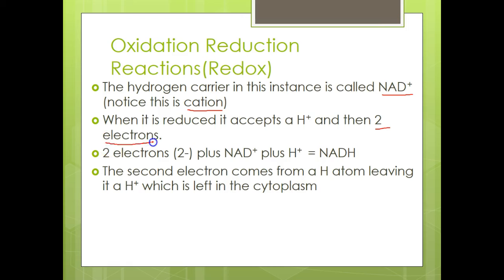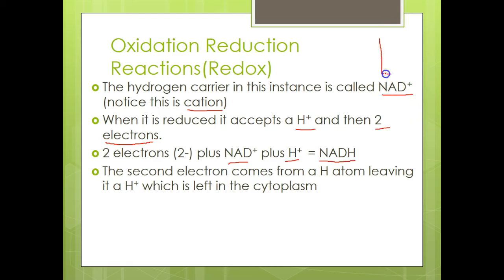Remember, if you gain electrons, the "rig" part of oil rig, you are going to be reduced. And so this carrier, NAD+ or NADP+, is going to accept a hydrogen ion and 2 electrons. When you add the 2 negatives to our positive and add another positive, you end up with a neutrally charged NADH or NADPH molecule. The second electron comes from a hydrogen atom, leaving the H+, which is left in the cytoplasm. Okay, so just to wrap this up, NAD+ is a cation. It's like an empty taxi.